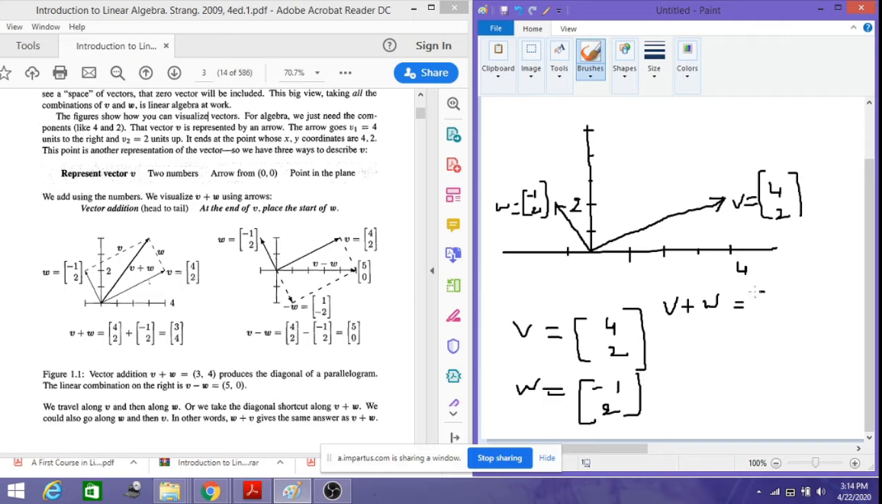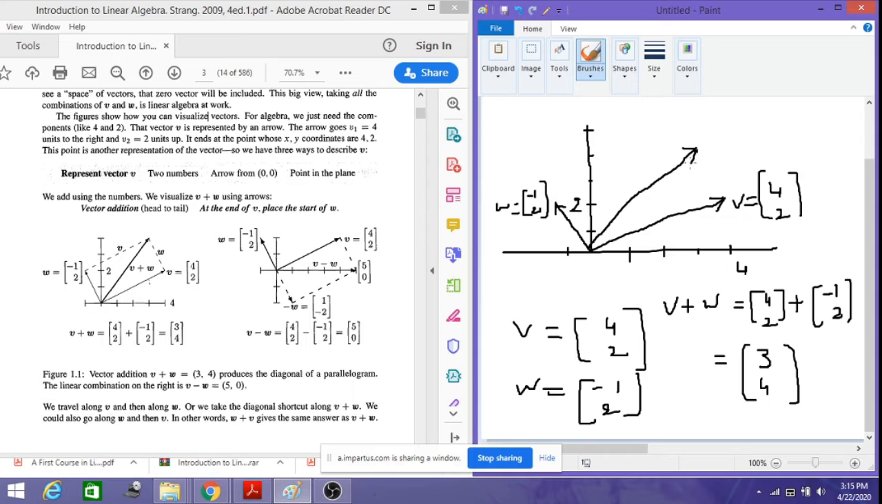If we add, it is nothing but 4 and 2 plus minus 1, 2. Let's see what coordinate we get for the resultant direction. So we'll get 3 and 4. Where is the 3? Here is the 3 on the horizontal line, and 4. So if I take here, it might be somewhere at the point here.